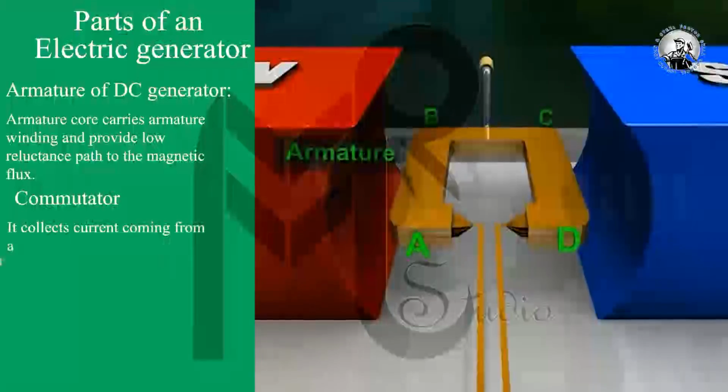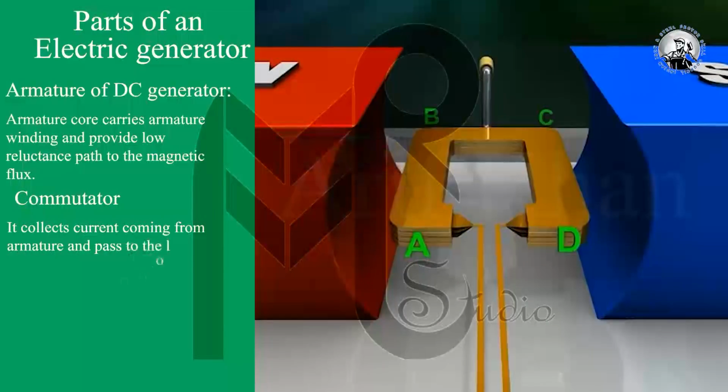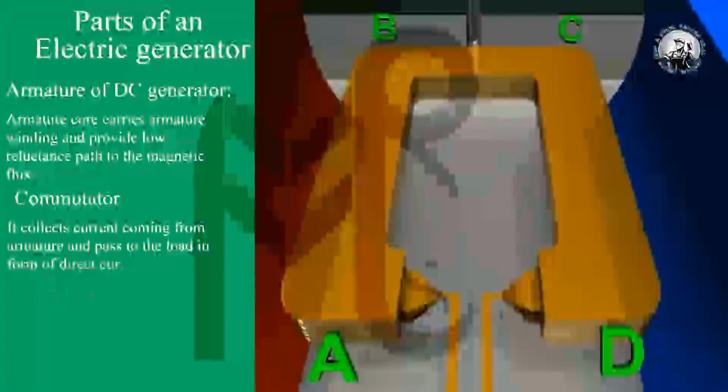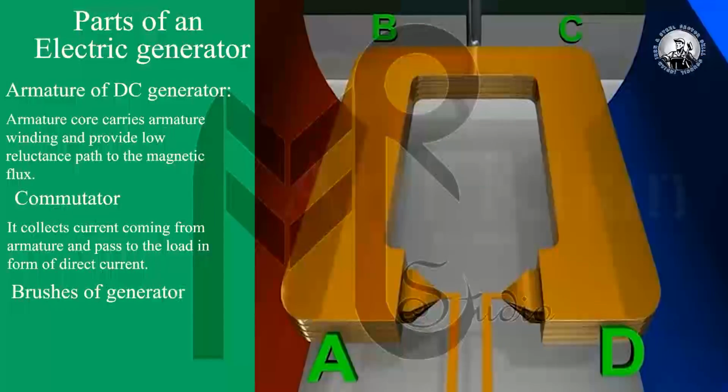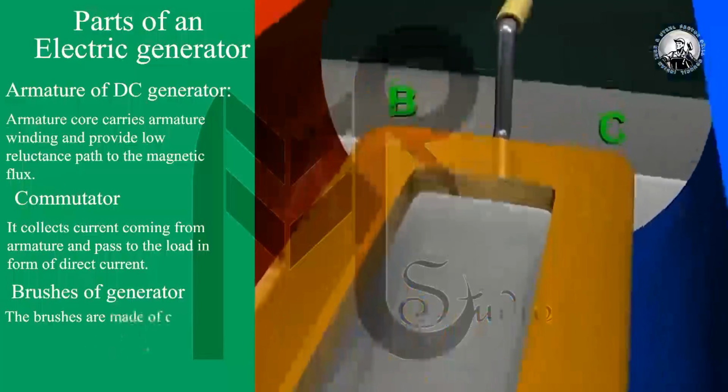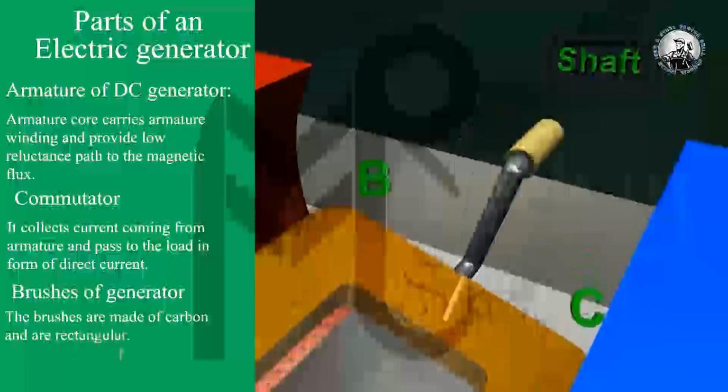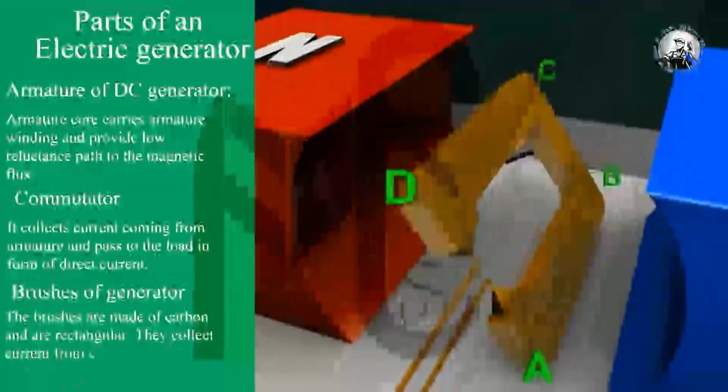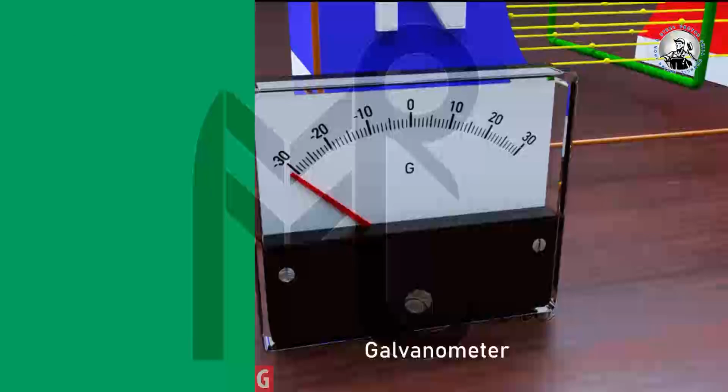Commutator. It collects current coming from the armature and passes it to the load in the form of direct current. Brushes of the generator. The brushes are made of carbon and are rectangular. They collect current from the commutator segments.